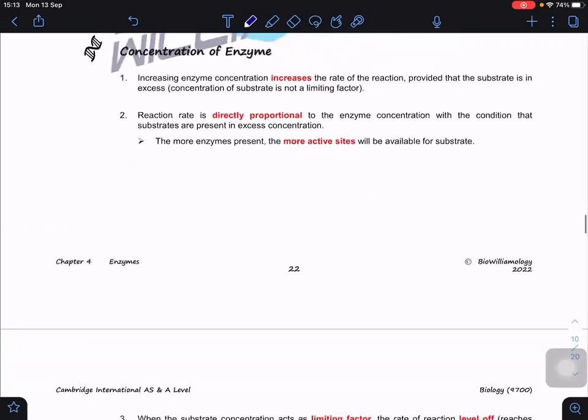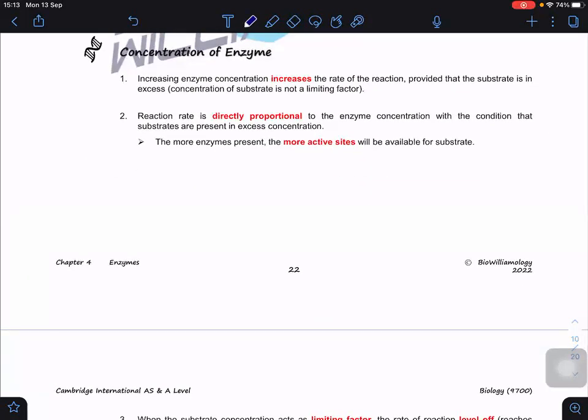Okay, so first, let us look at the concentration of enzymes. Generally, when you increase the enzyme concentration, you increase the rate of reaction. That is correct, right? Provided that the substrate is in excess, meaning we have more substrate compared to the enzymes. Therefore, the reaction rate is directly proportional to the enzyme concentration. That's because with more enzyme present, we have more active sites available for the substrate.